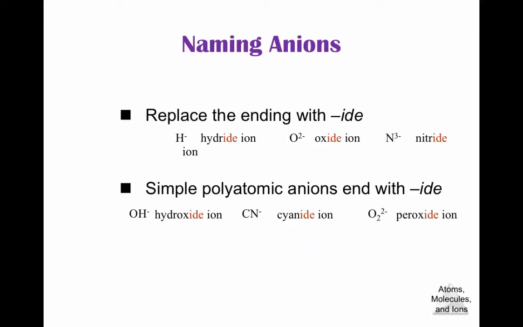Naming anions, you simply replace the ending with IDE. So H-, it's hydrogen, take the O-gen off and add IDE. Same with oxygen becomes oxide, nitrogen becomes nitride. Simple polyatomics end in IDE: hydroxide, cyanide, peroxide.